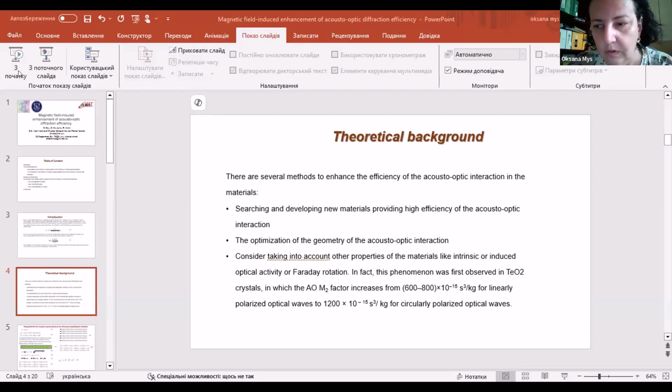Can you see this slide? Yes. Theoretical background. Can you see this slide? Yes.